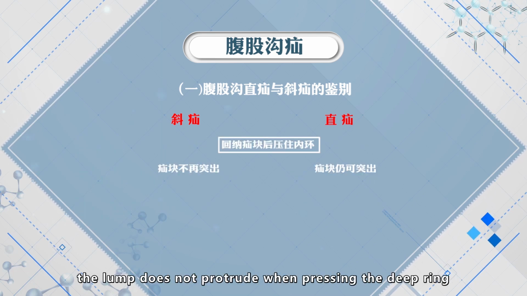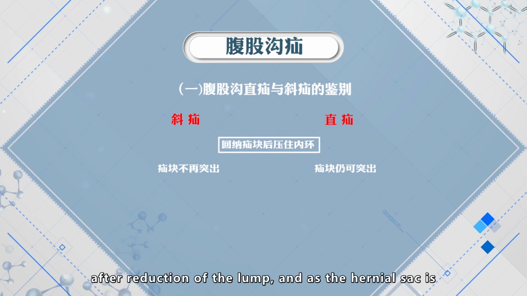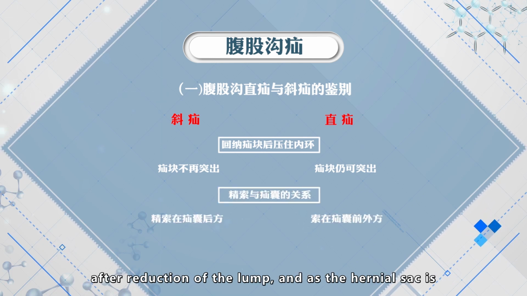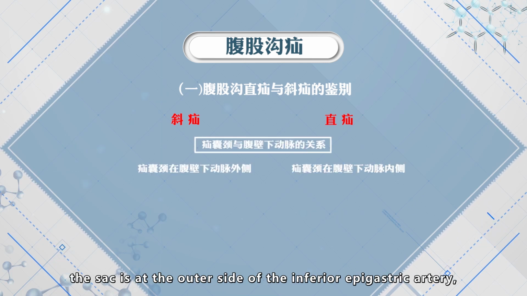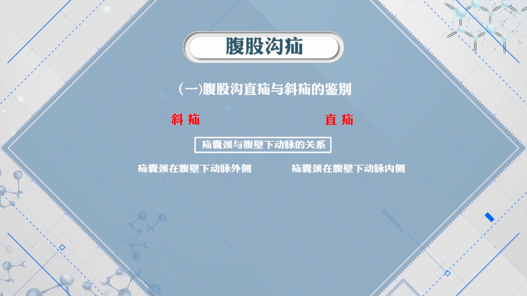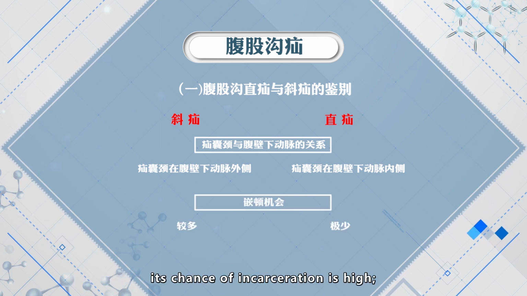The lump does not protrude when pressing the deep ring after reduction of the lump, and as the hernia sac is in front of the spermatic cord while the neck of the sac is at the outer side of the inferior epigastric artery, its chance of incarceration is high.